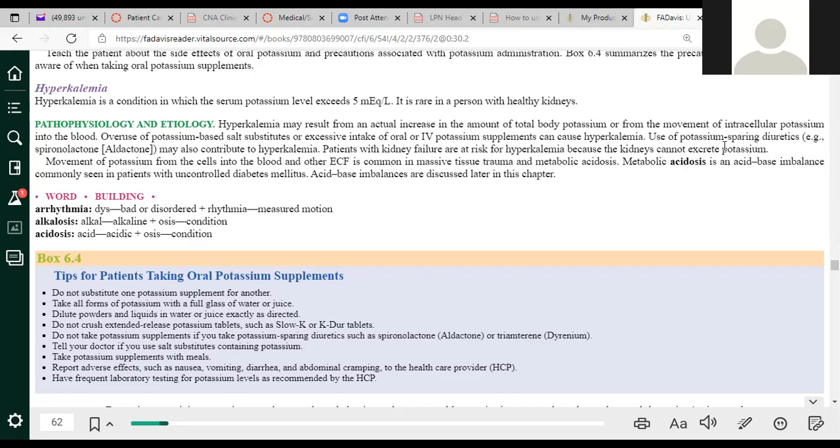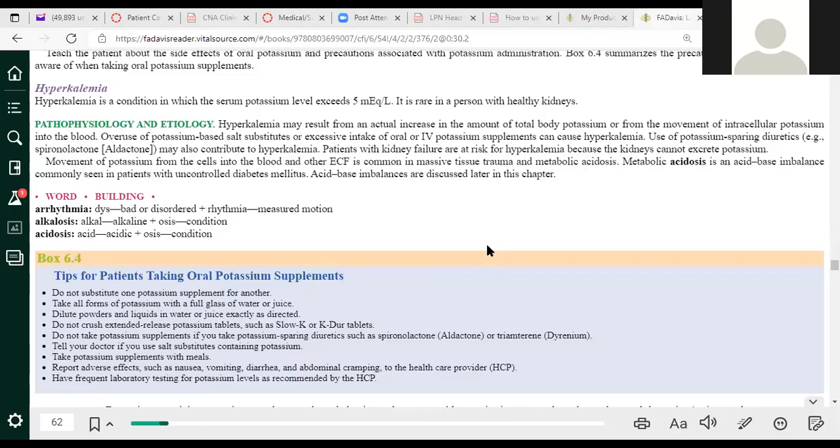And even we have to question the patient about their diet. We want to know what that patient is actually eating. Are you eating foods high in potassium? Because if so, it may come to a point that you need to limit your potassium intake.